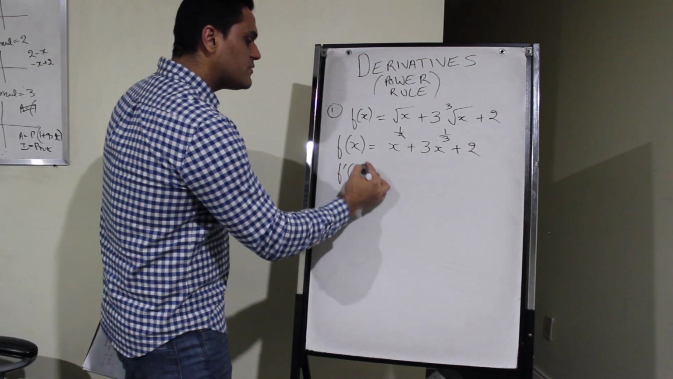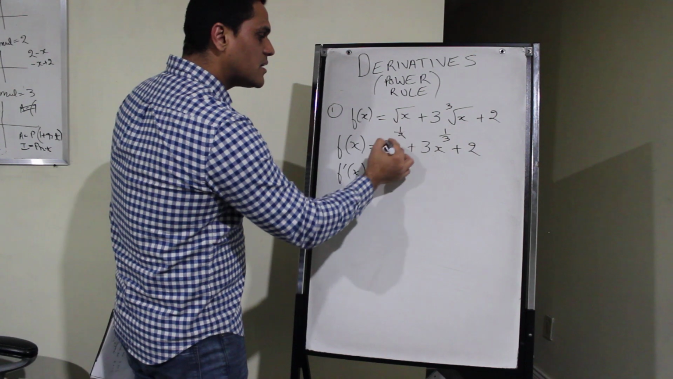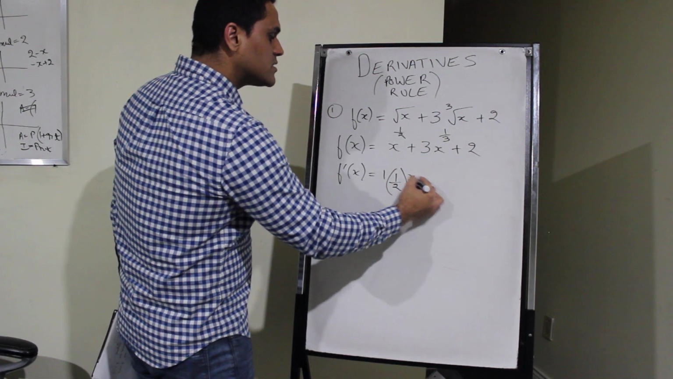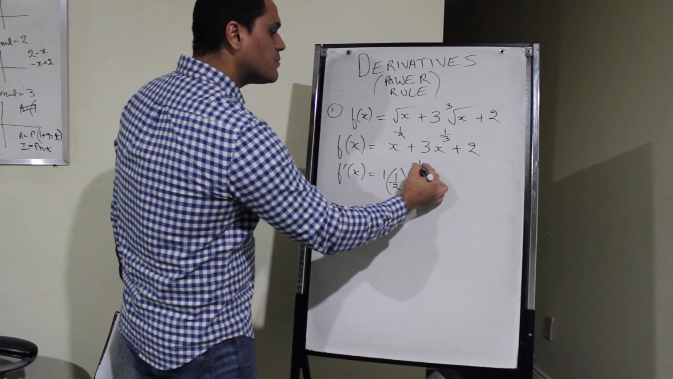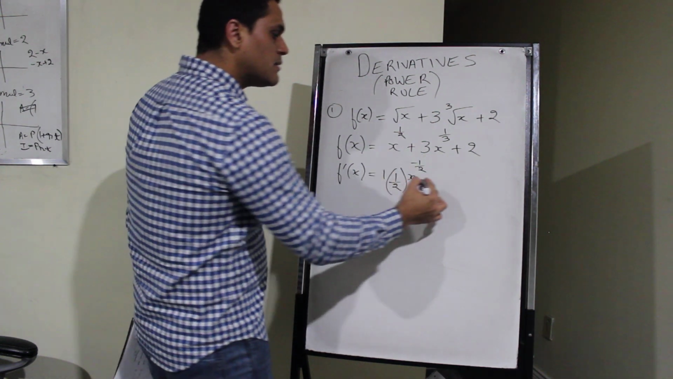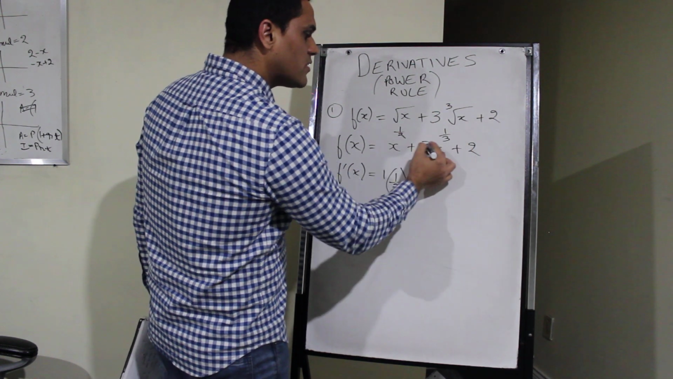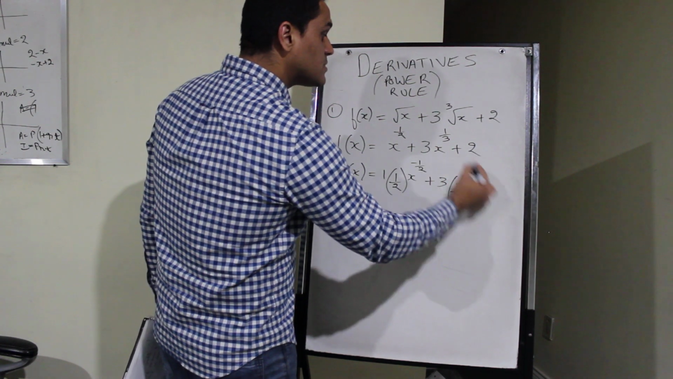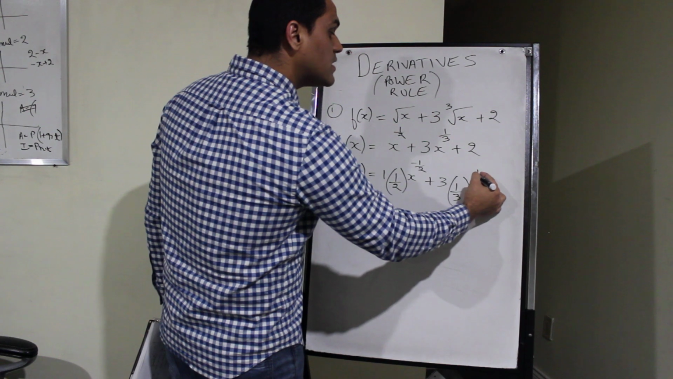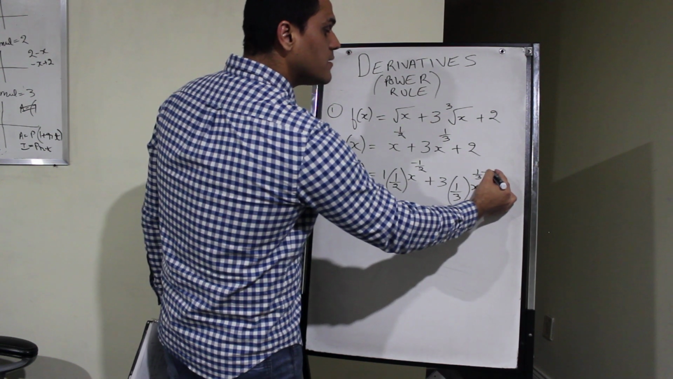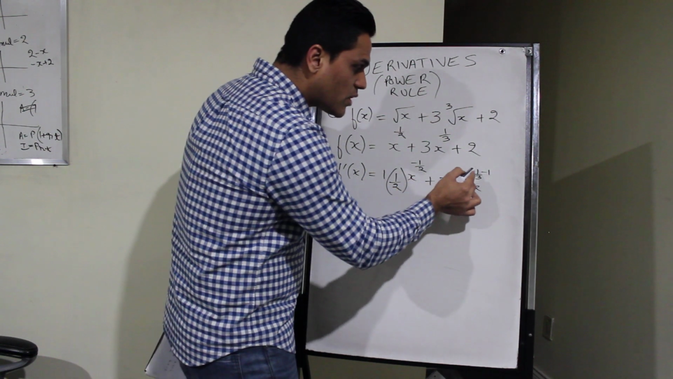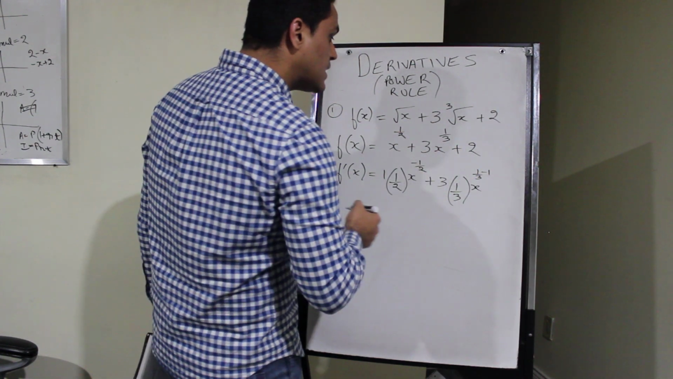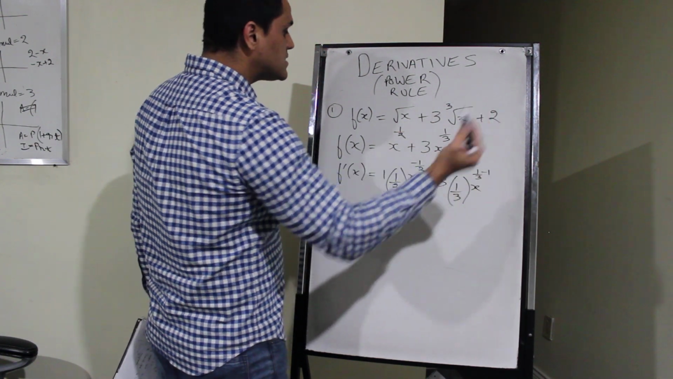Now to get the derivative, we do power times number in front, which is 1 times 1 over 2. Now you're going to subtract 1 from the power, so it will end up becoming minus 1 over 2. Plus power times number in front, which is 3 times 1 over 3. We'll subtract 1 from that. Now 1 over 3 minus 1, you can think of this as 1 over 3 minus 3 over 3, which will give you minus 2 over 3. And derivative of constant is just 0.